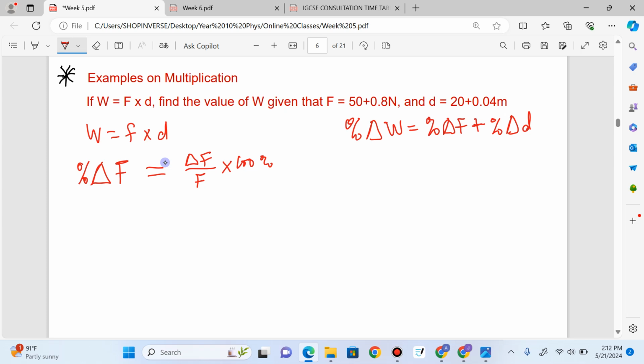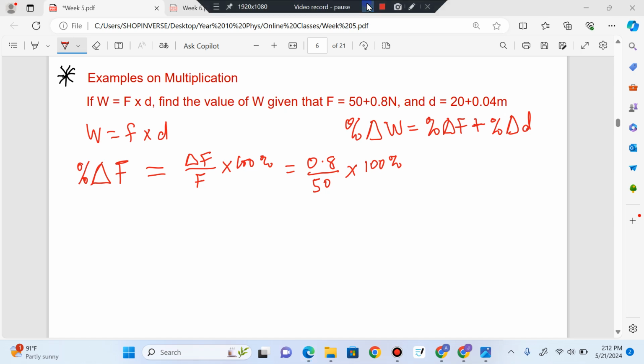So let me go ahead. Percentage uncertainty in force is absolute uncertainty in force, which is 0.8, divided by actual value of the force, which is 50. I will multiply this by 100 and express it in percentage. If I take my calculator and press this, I will get 1.6%. Now let me get the percentage uncertainty in distance.